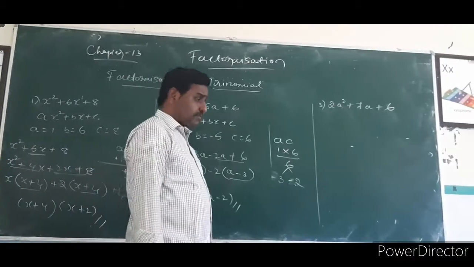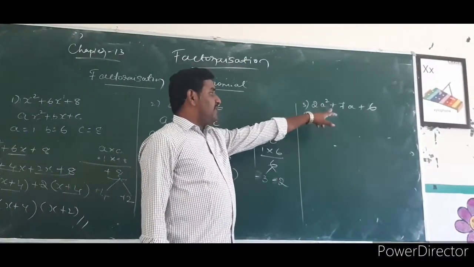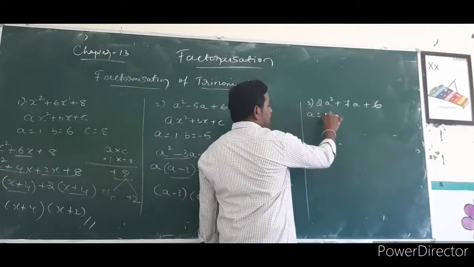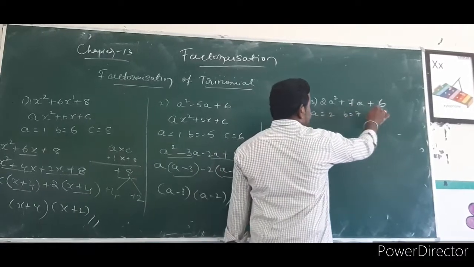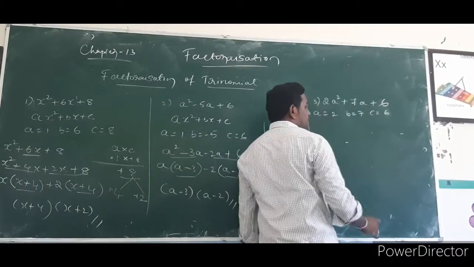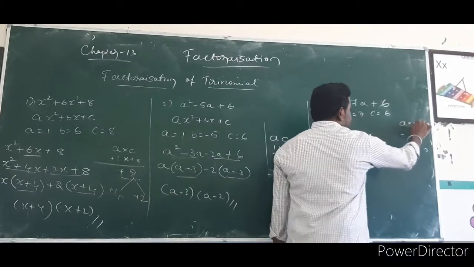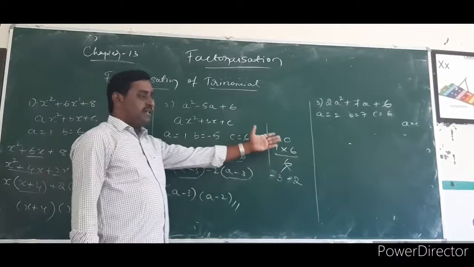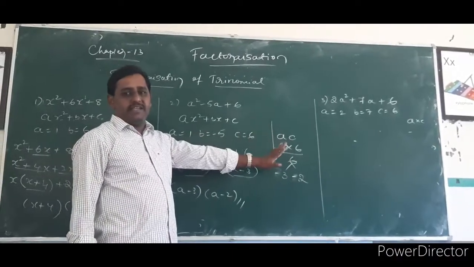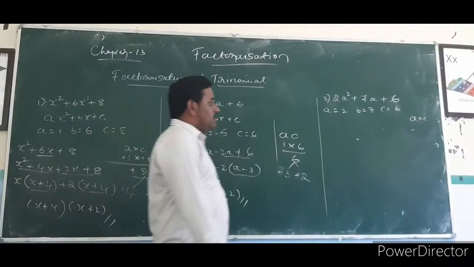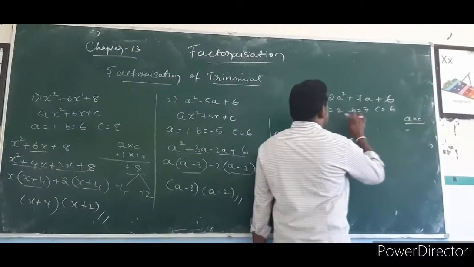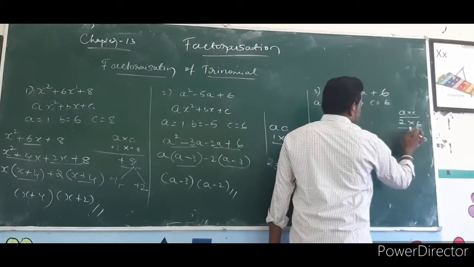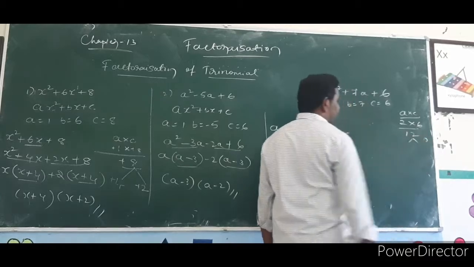Next, the third one. 2a square plus 7a plus 6 is there. Look at this. The a value is 2, the b value is 7, the c value is 6. First a into c. Generally there is no need to write all this, ax square plus bx plus c, in exams. Directly you multiply. Just for your understanding and reference, I am showing these steps. So a into c, the a value is 2, the c value is 6. What is the product? 2 6s are 12. Divide into two factors.